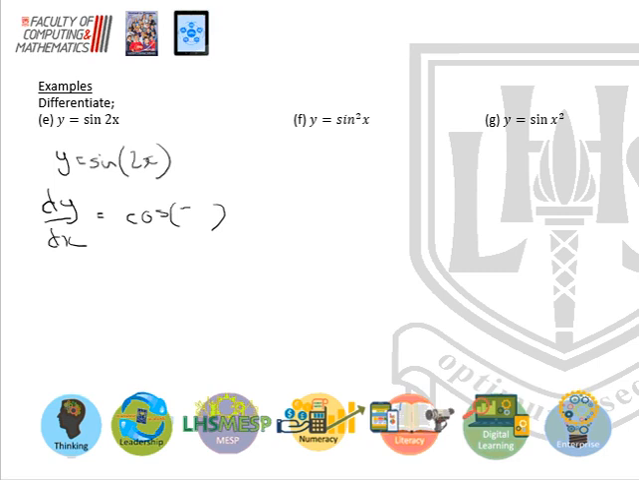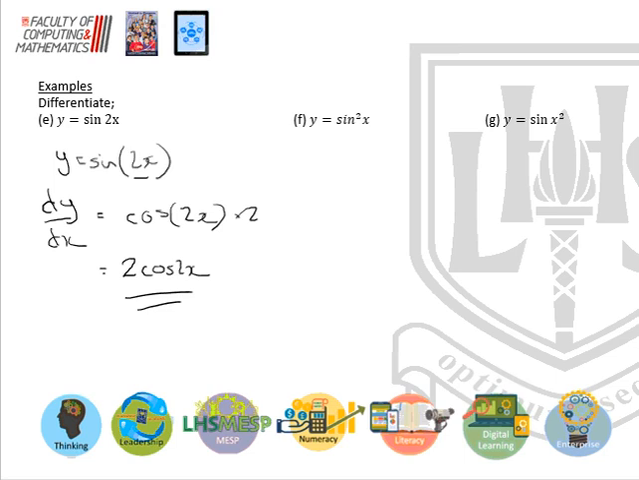So it's cos of 2x. But then you also have to go back into the bracket and times by the differential of 2x, which is 2. So the differential of sine 2x is 2 cos 2x. That's not tricky per se, but knowing what you're doing there, knowing to use the chain rule, is what makes that a trickier question.